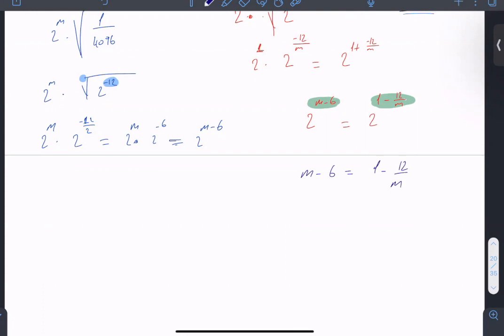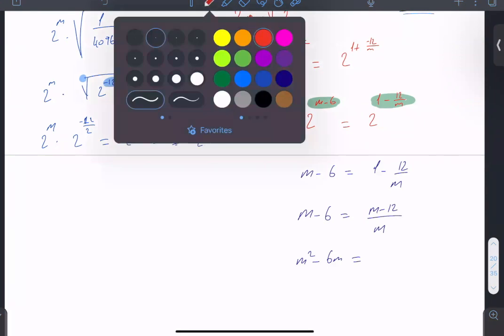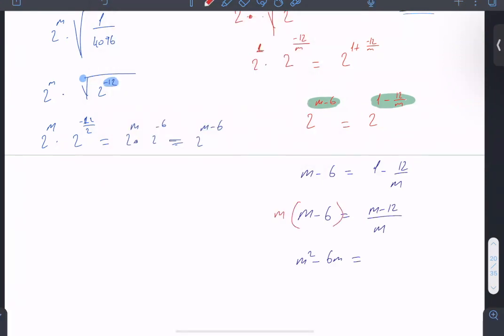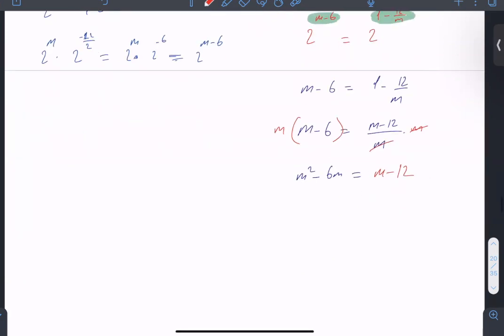Let's rewrite this: m minus 6 equals 1 minus 12 divided by m. Let's multiply both sides by m. It's going to be m squared minus 6m is equal to m minus 12, since multiplying by m cancels out the denominator. Take everything to the left: m squared minus 6m minus m is minus 7m, plus 12, is equal to 0.